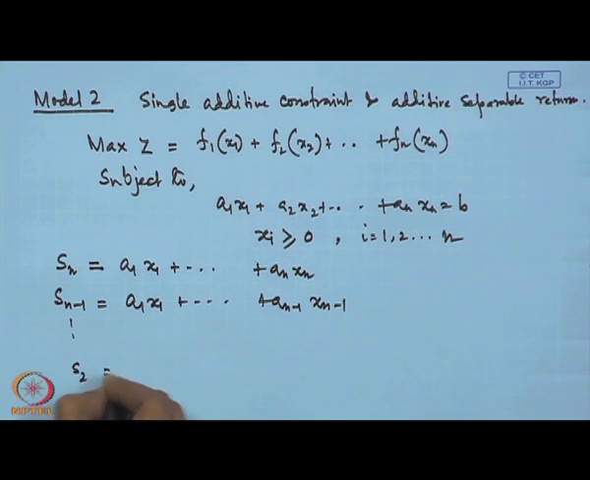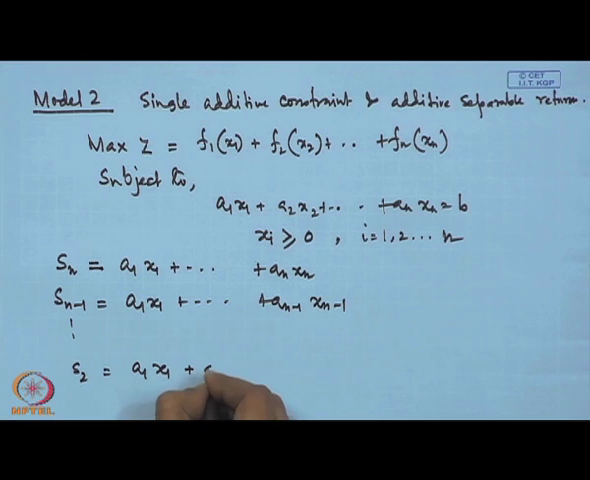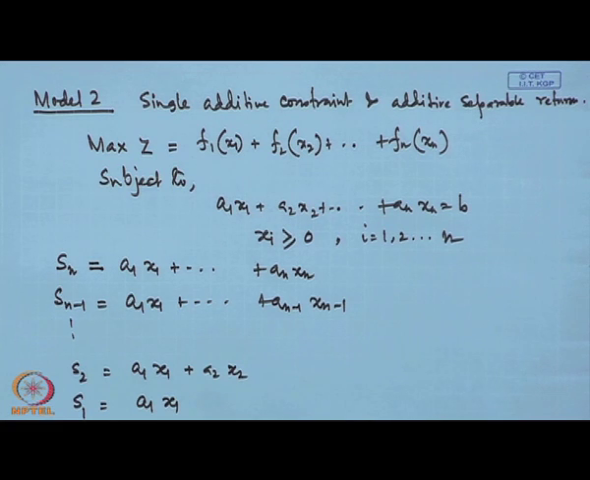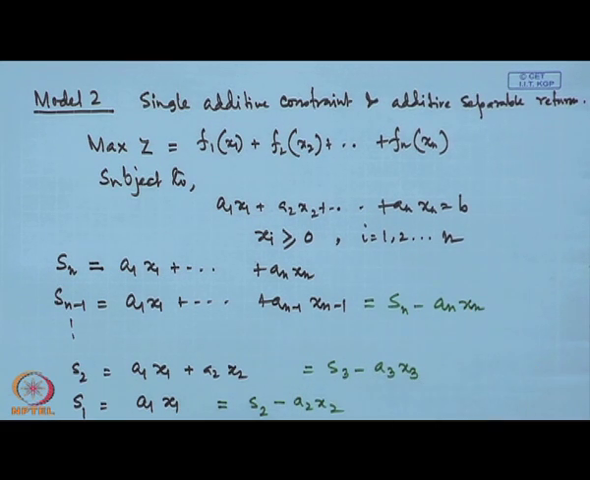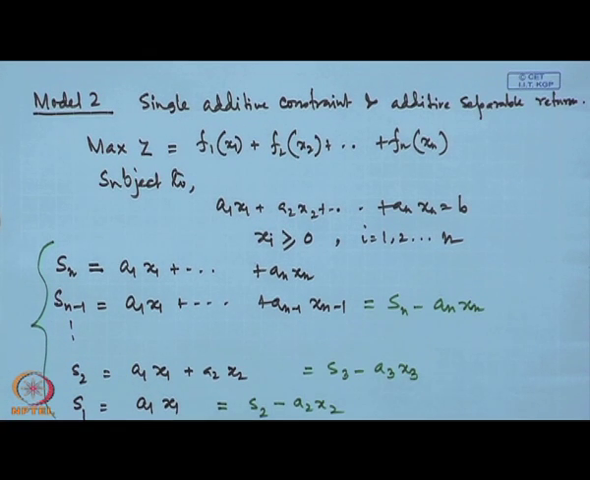Similarly, we will move to S2, that is a1 x1 plus a2 x2, and S1 is equal to a1 x1. If this is so, then we can formulate the state transformation equations very nicely here. What are the state transformation equations? This can be written as S2 minus a2 x2. Similarly, this can be written as S3 minus a3 x3. Similarly, this can be written as an xn. These are about the state variables.